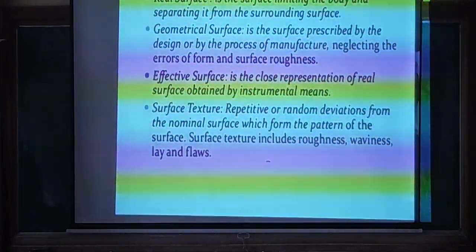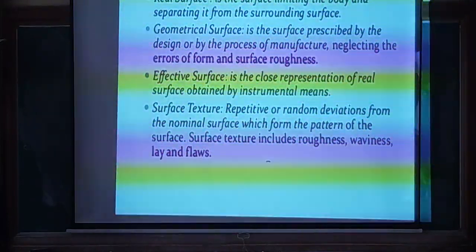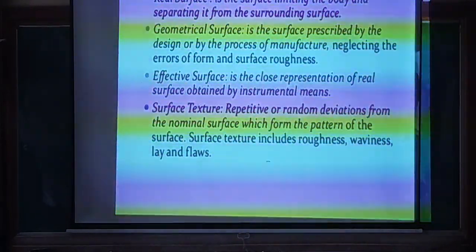Real surface, geometrical surface, effective surface, surface texture. Real surface, as I have explained, is a surface limiting the body and separating it from the surrounding surface. Geometrical surface is the surface prescribed by the design or by the process of manufacture, neglecting the error of form and surface roughness. Effective surface is the close representation of the real surface obtained by instrumental means. Whatever the real surface is, we use the Talysurf instrument to measure the surface roughness, so it is a close representation of the real surface by instrumental means.